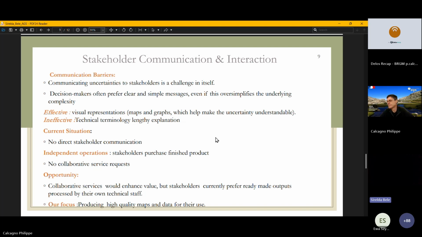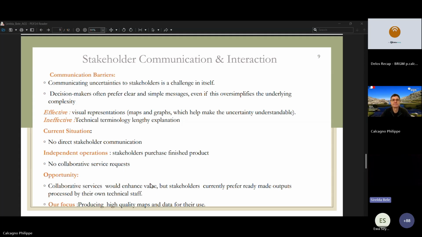Next, please. Another problem for us is stakeholder communication and interaction. Communicating uncertainties to stakeholders is also a challenge for us. Decision makers often prefer simple and clear answers, while geological data is often complex and uncertain. One effective approach is using visual tools such as maps and graphs, which help explain uncertainties in a more understandable way.